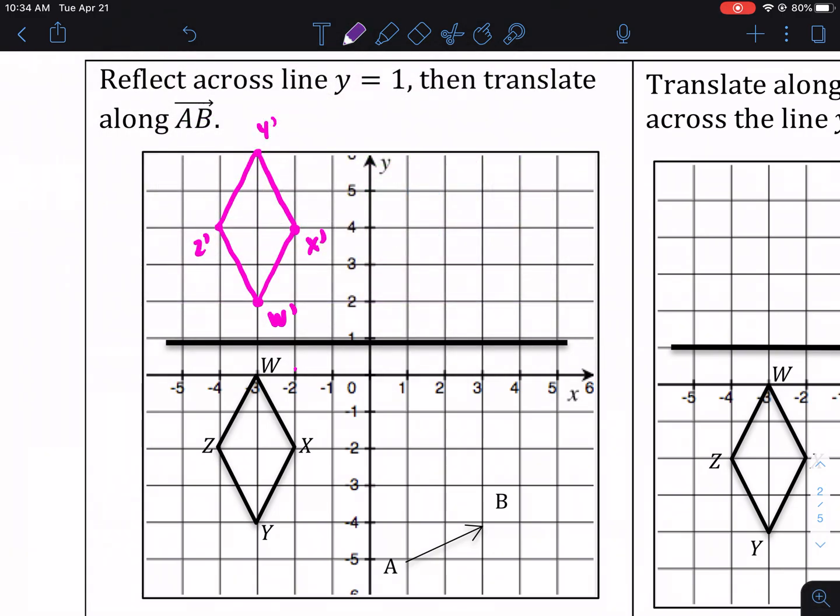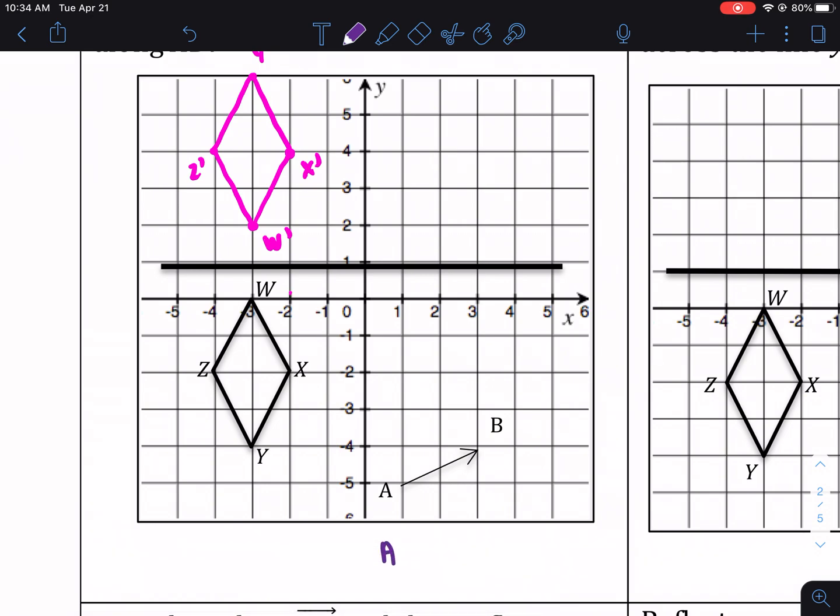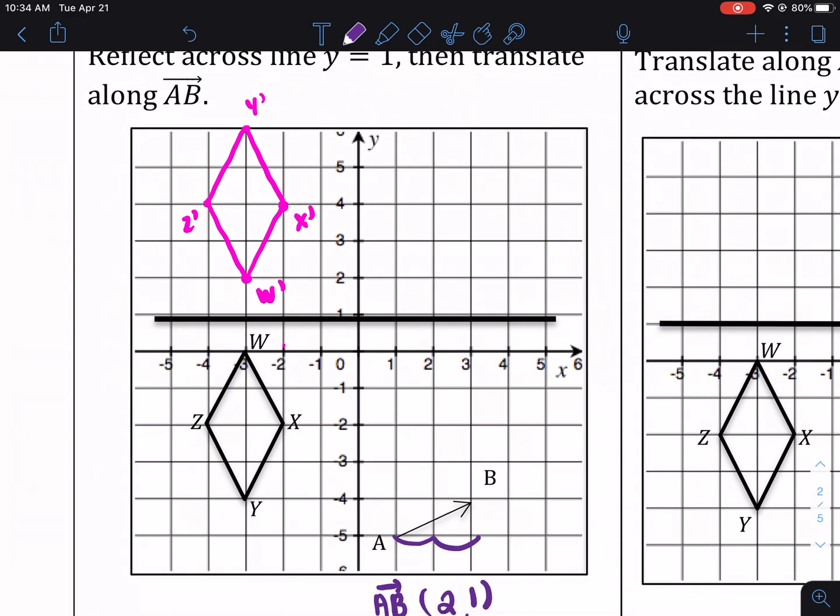Then the next thing we are going to do is translate along AB. The vector for AB is going to be 2 over, that means positive 2, and going 1 up. So for each of these, I need to go 2 over, 1 up. W double prime is going to be there. X is going to be 2 over, 1 up, X double prime. Z is going to be 2 over, 1 up, Z double prime is right here. Y is going to be a bit tricky. You're just going to need to make a guesstimate of where it's going to end. So this is your first sequence.